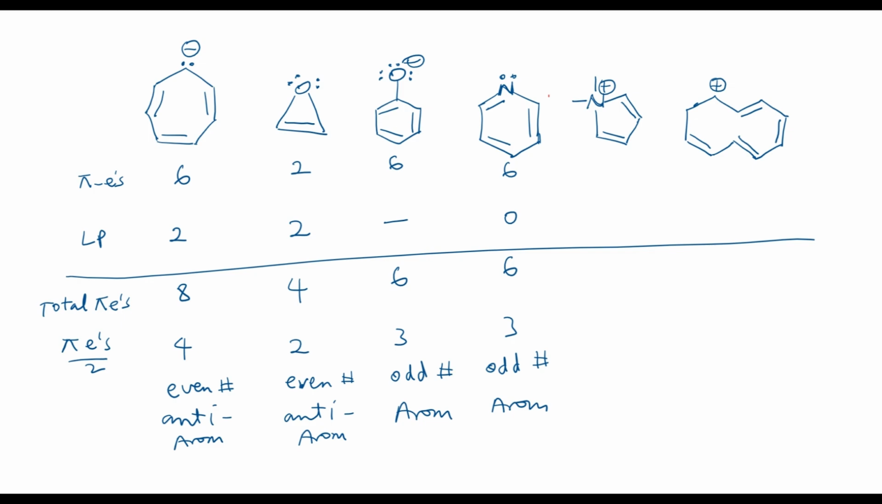For this molecule, is there a ring? Yes. Are all atoms in the ring sp2 hybridized? No. The nitrogen is sp3. Therefore, this molecule is non-aromatic. For the next molecule, is there a ring? Yes. Are all atoms in the ring sp2 hybridized? No, because this carbon is definitely not sp2. It's actually sp3. Therefore, this molecule is not aromatic.